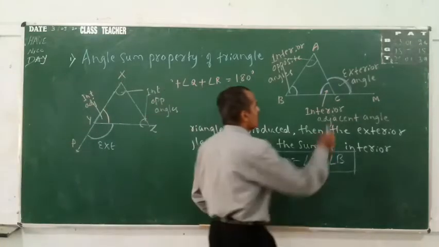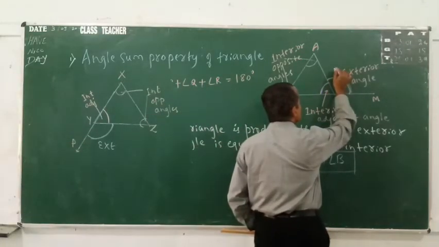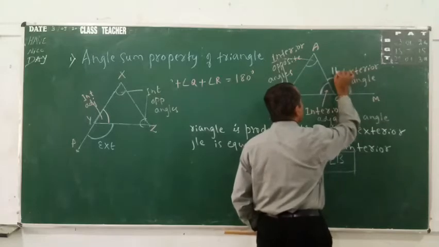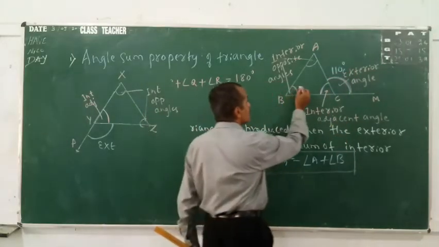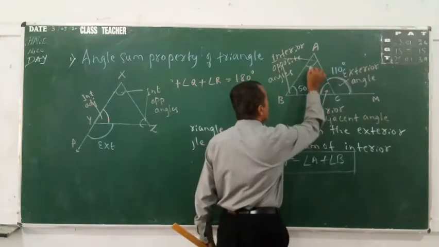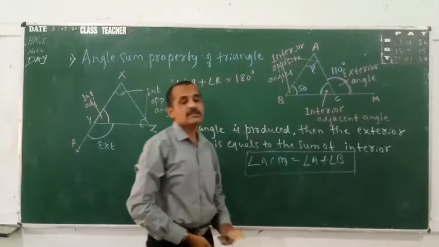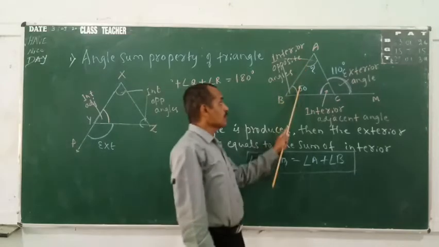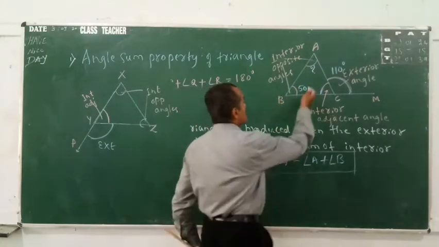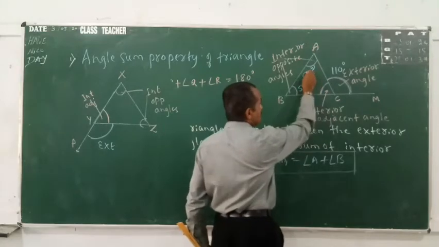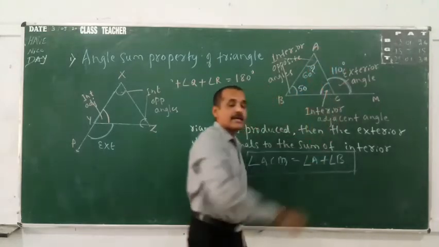Suppose, for example, this is given 110 degree. And this angle is given 50 degree. Can you find out this angle? Yes, because the sum of these two is equal to 110. This is 50. And naturally, this angle must be 60. 60 plus 50 is equal to 110.